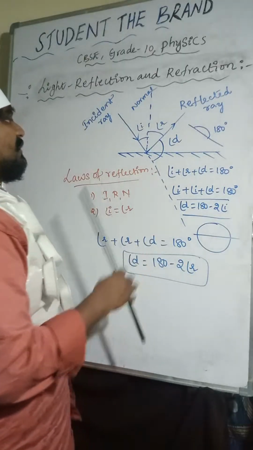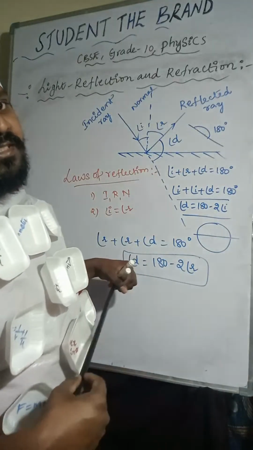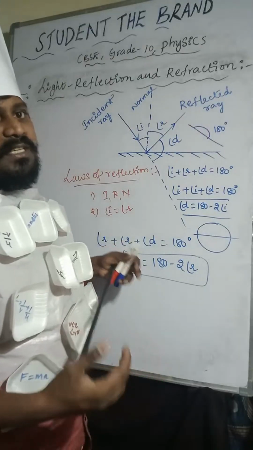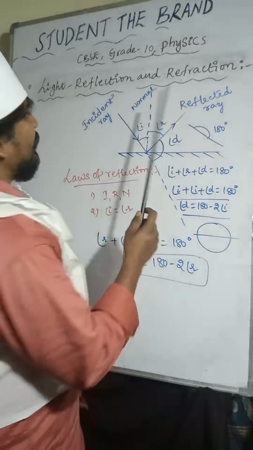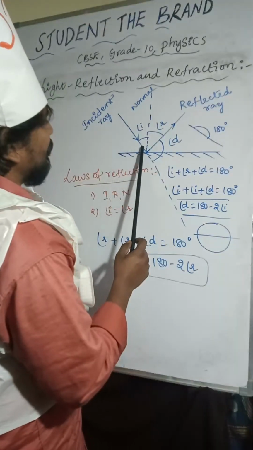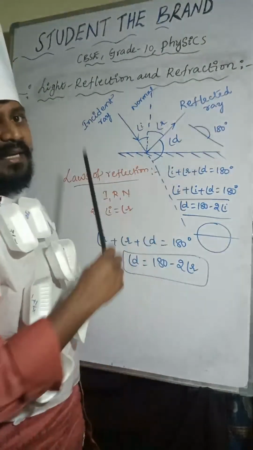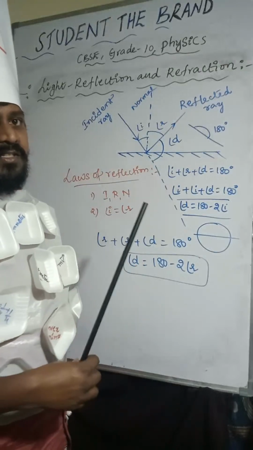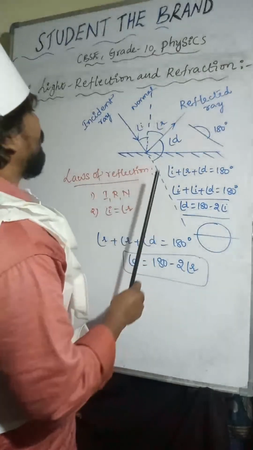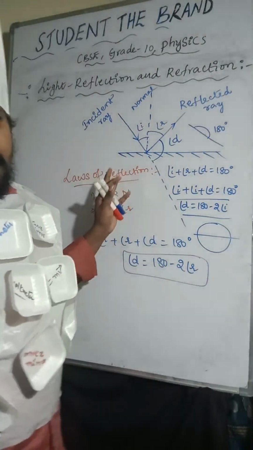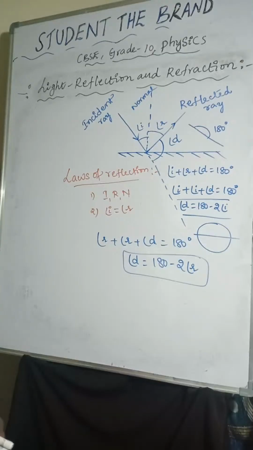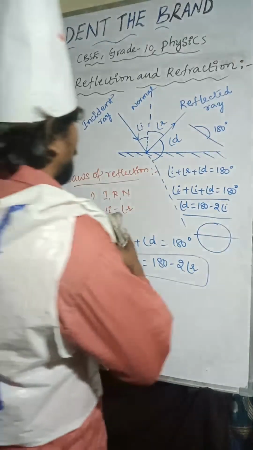The bouncing back of the light from the reflecting surface is called reflection of light. Here you can observe the light which is incident on the surface and reflected back; the entire phenomenon is called reflection of light. So this is about reflection, angle of incidence and angle of reflection.